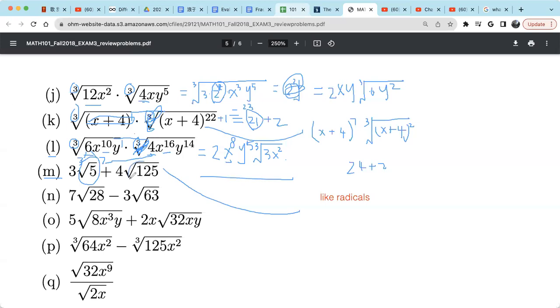But square root of 125 is not simplified. 5 times 25 is 125. But square root of 25 is 5. So this one becomes 4 times 5, which is 20, times square root of 5.